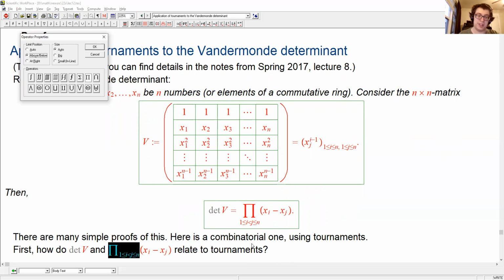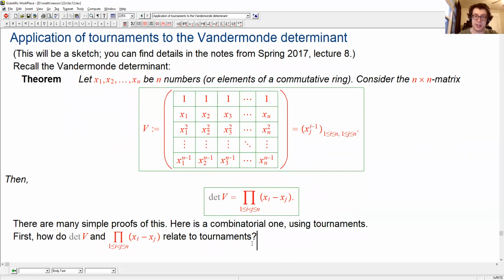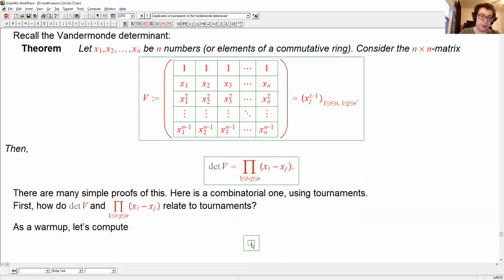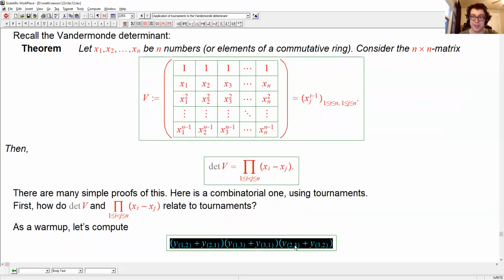Let me first explain the connection for the product. That V is a bit harder. So as a warm-up, let's compute the following product. y12 plus y21, y13 plus y31, y23 plus y32. So basically you have several independent variables, yij, where ij runs over the pairs of integers. And you want to expand this.